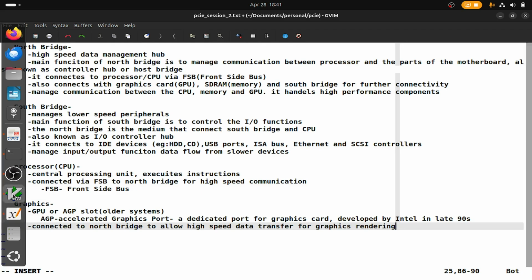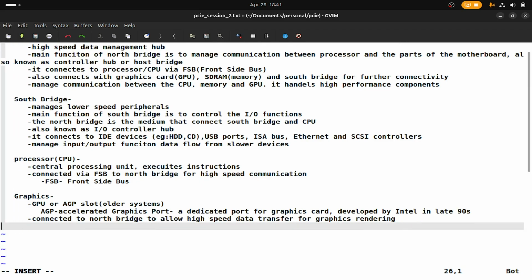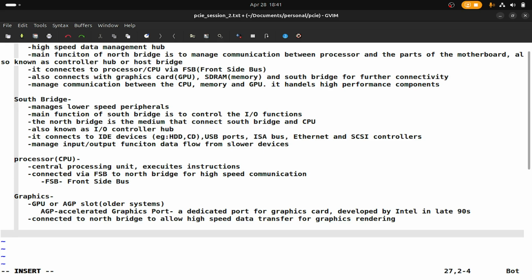So now coming to the next point. Let's take RAM, HDRAM. It is just some memory.